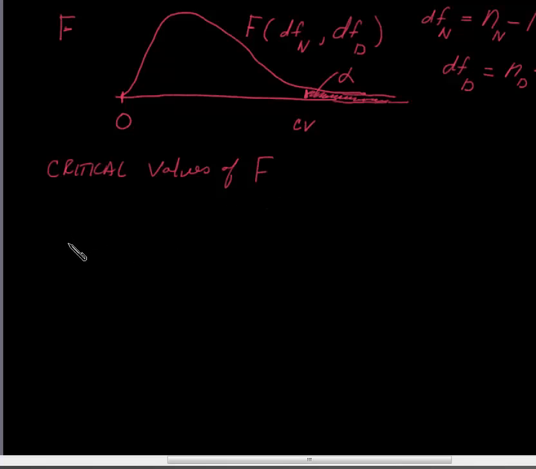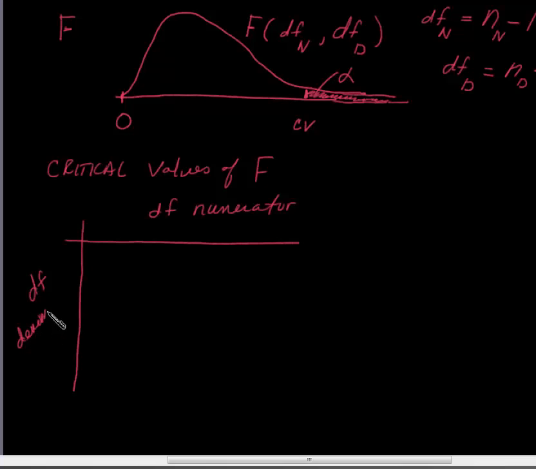To find the critical value, we enter the F table, which is in the tables in the back of our textbook. This is one corner of such a table. And across the top, our degrees of freedom numerator. And down the side, I'm not so good at writing sideways, degrees of freedom denominator. So I'm going to abbreviate like that.